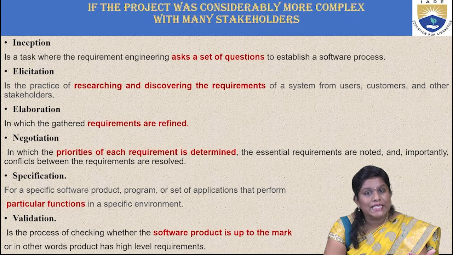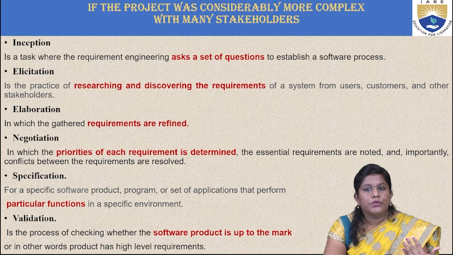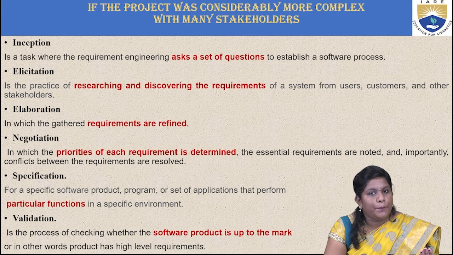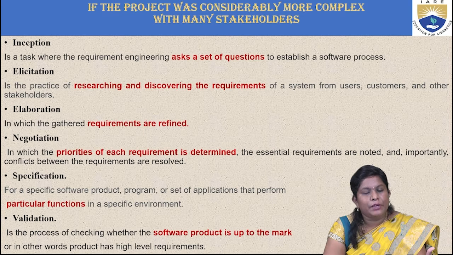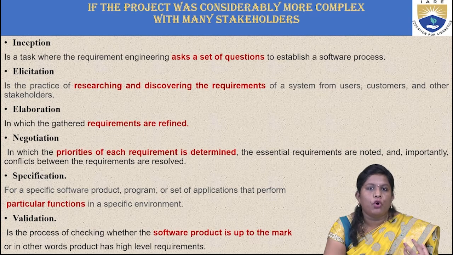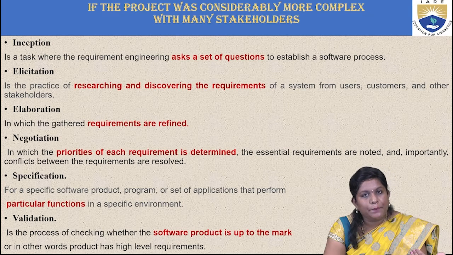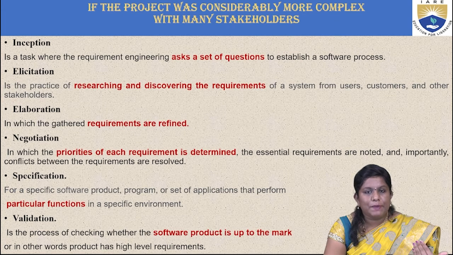So the last one is the validation. Validation, as all of us know, is like trying to check whether the software product is up to the mark or not. You are trying to validate the things. So when do all these 6 scenarios come into existence? If the project is complex and you have a larger number of stakeholders, then we have to follow this process of inception, elicitation, elaboration, negotiation, specification, and validation.